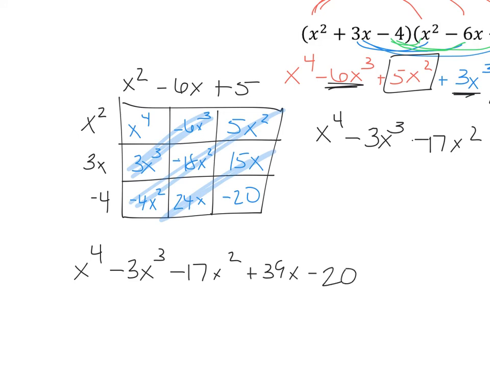So remember, outside the box you're multiplying, inside you are adding these together to get your like terms combined.